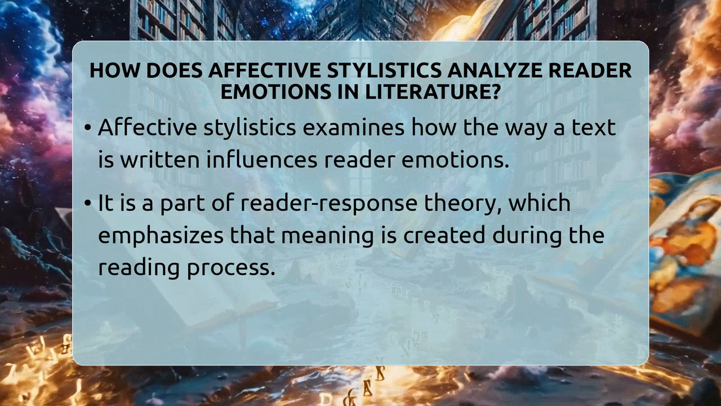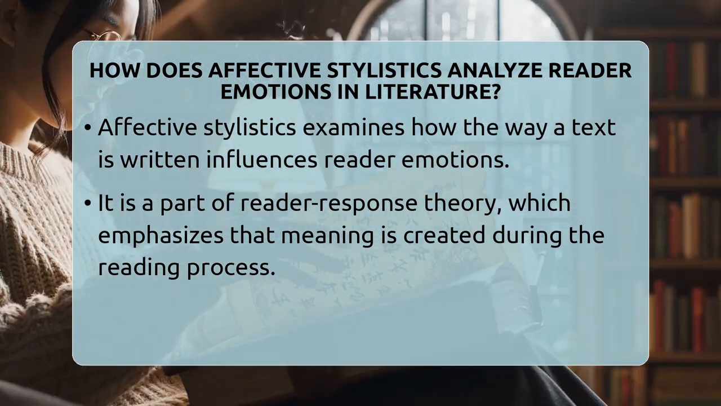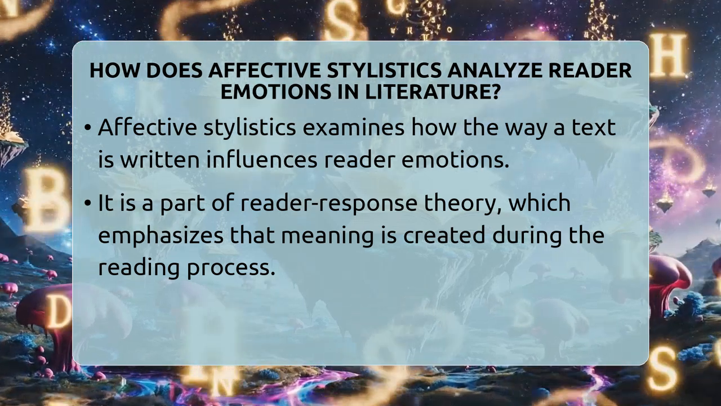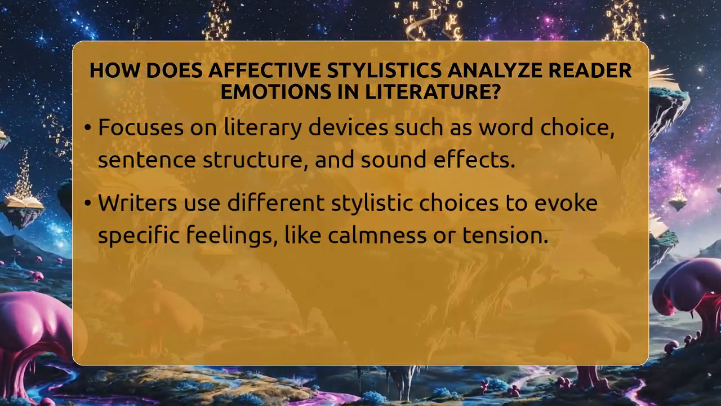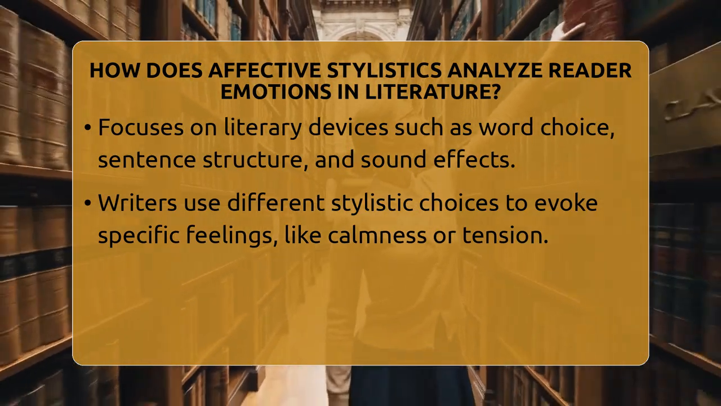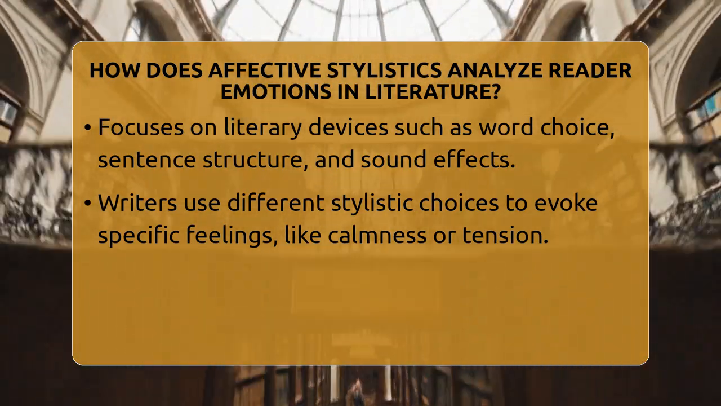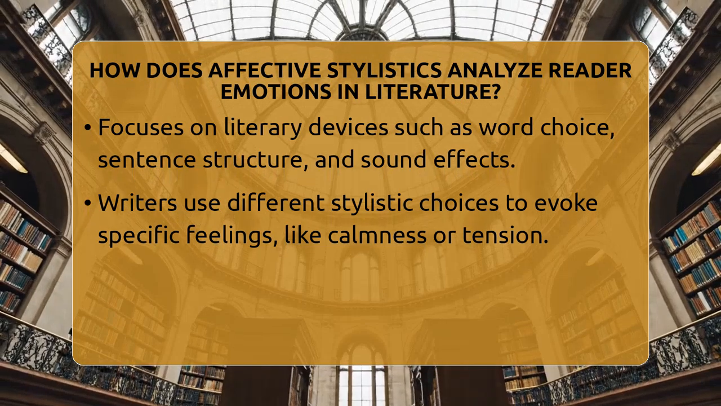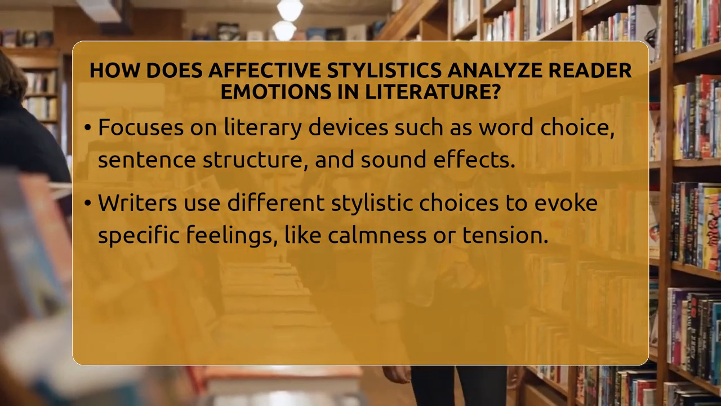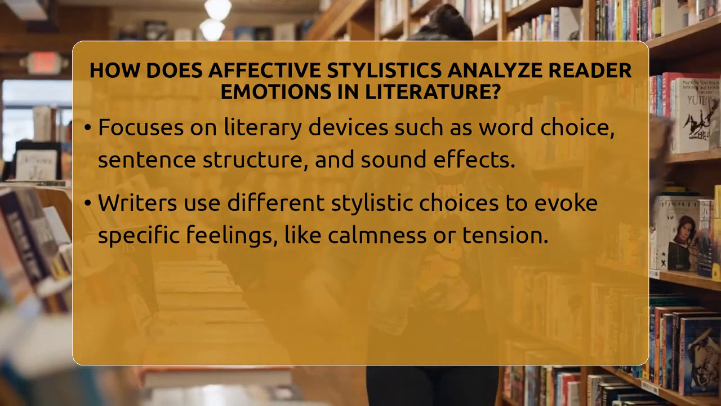Affective stylistics focuses on literary devices like word choice, sentence structure, and sound effects. For example, a poet might use soft, flowing words to evoke calmness or sharp, jarring sounds to create tension. These choices guide your emotional response without explicitly telling you how to feel. It's like the writer is using a musical score to set the mood.